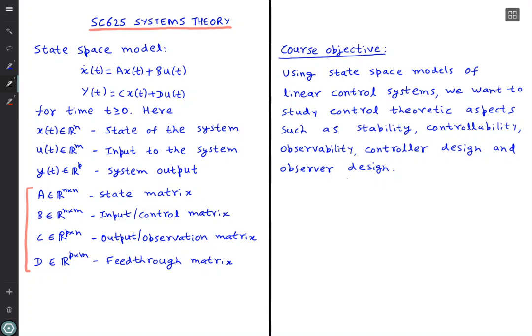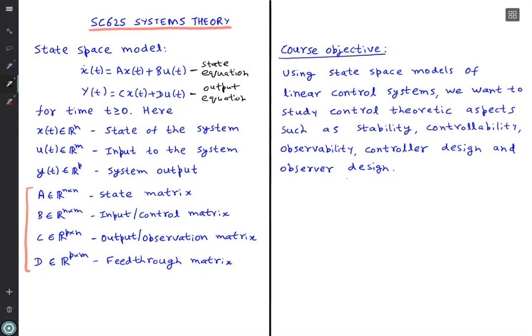In this course, we are interested in linear state space models. They consist of two equations. The first equation is a linear differential equation, x dot equal to Ax plus Bu, and this is called the state equation. The second equation is a linear algebraic equation, y equal to Cx plus Du, which is called the output equation.